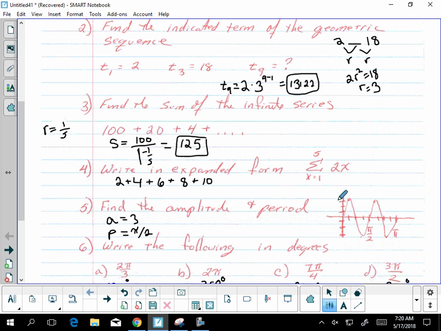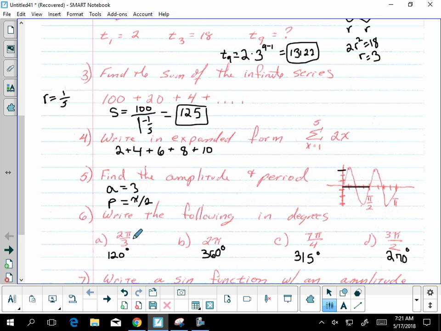Find the amplitude. Well, it's going up 3 and down 3. So the amplitude is 3. The period, how long does it take to repeat? Well, there's one complete cycle right there. The period is pi over 2.